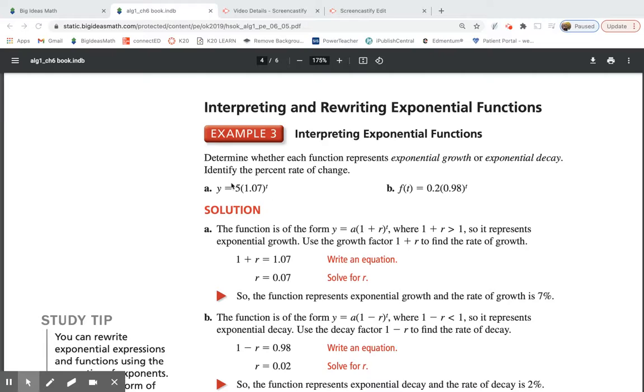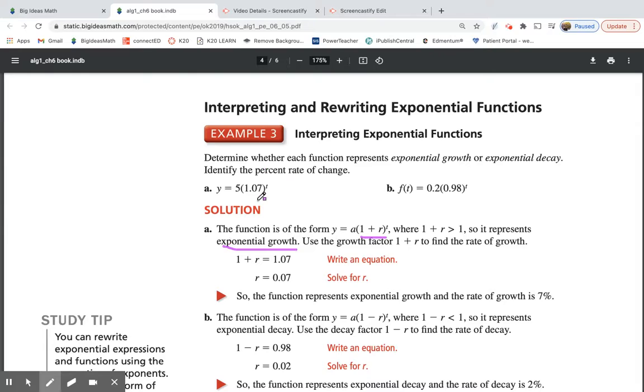If you notice, this is in the right form as far as y equals a times either 1 plus r or 1 minus r to the t power. It's simplified, so you just look inside these parentheses. We have 1.07. That is bigger than 1, which means it had to be 1 plus r inside parentheses, not 1 minus r. So that means it's exponential growth.